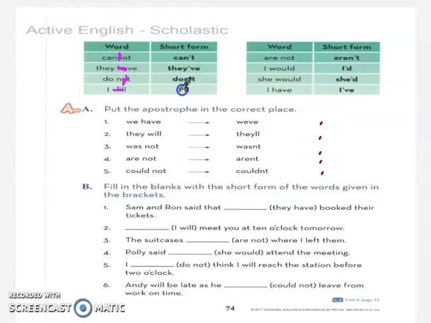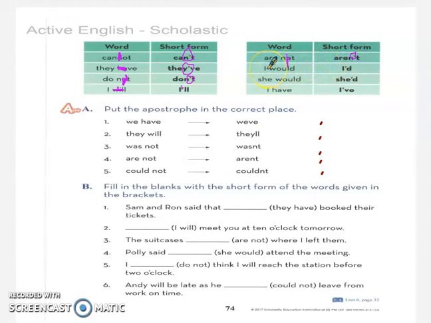Here we have the apostrophe. This is the long form and this is the short form. Here we have other examples. Are not, aren't. Where is the missing letter? Here. And we write the apostrophe.